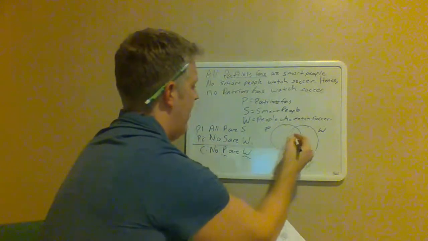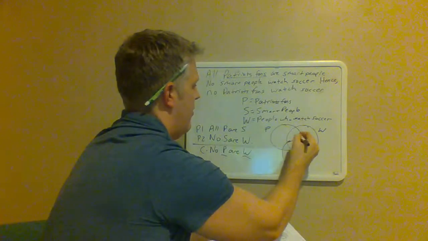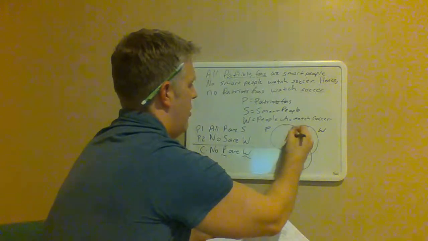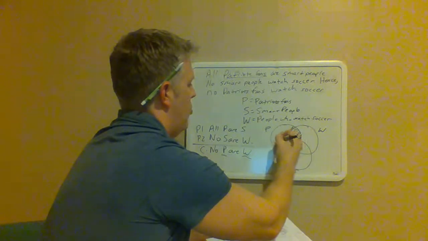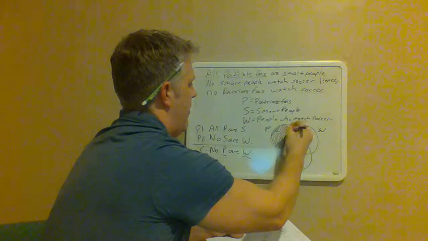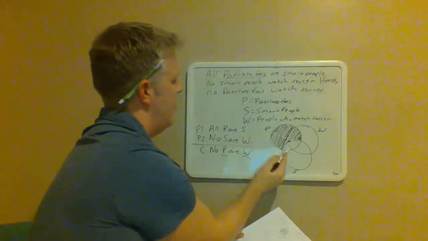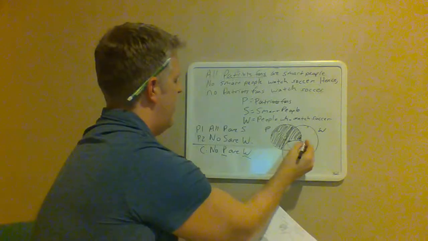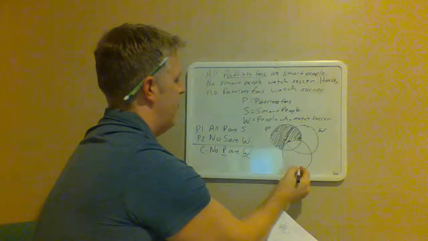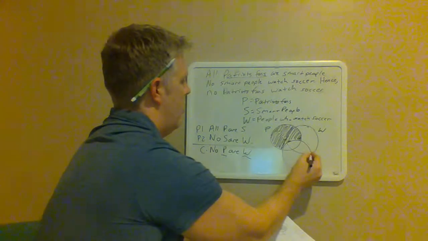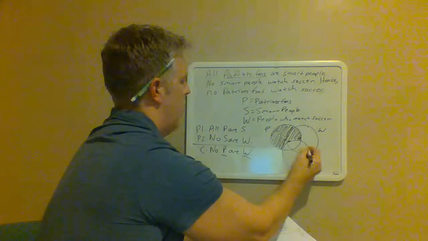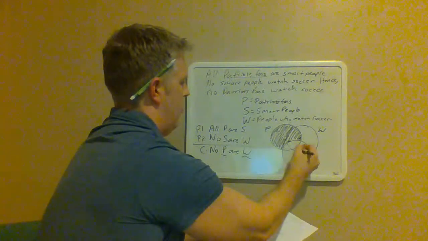All P are S, so it's not possible to be a P and not also an S. So we'll shade all the portion of the P circle that's not overlapping with S. It's not possible to be P and not also S, because all P are S. Okay. No S are W, so it's not possible to be S and W. No S or W. So we'll go ahead and shade this portion.